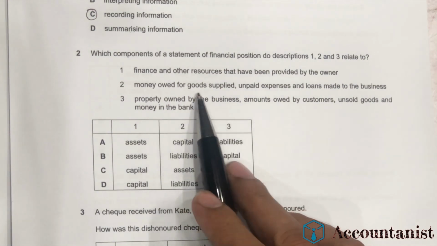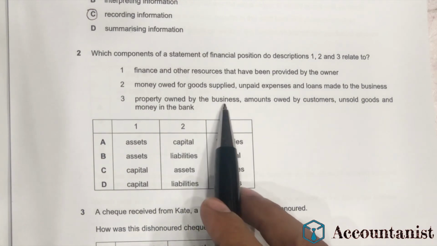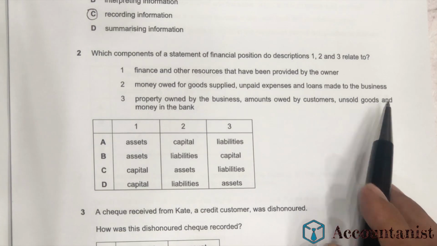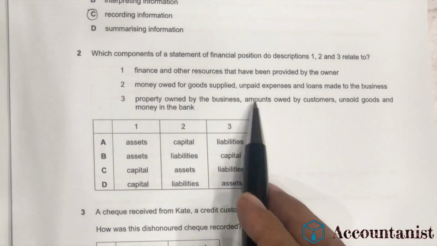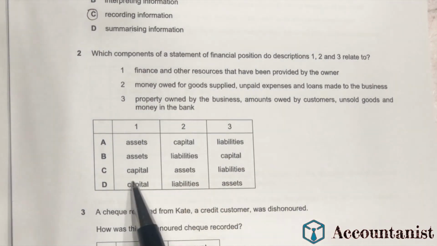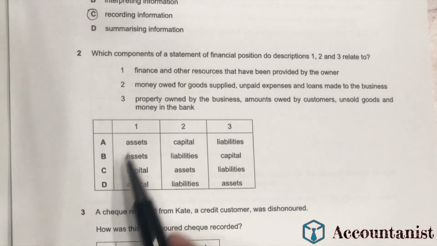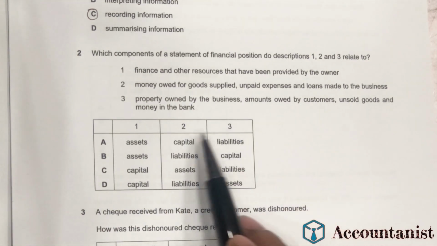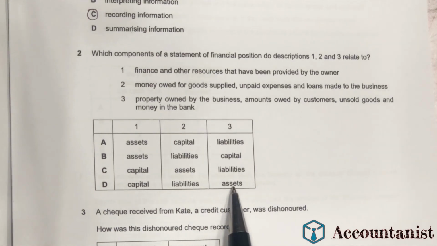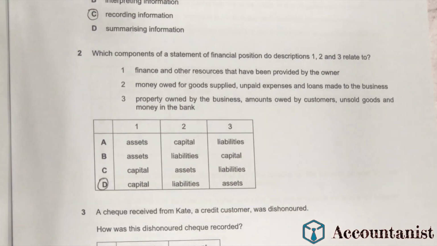Money owed for goods supplied means liabilities. And the property owned by the business, amounts owed by customers, unsold goods and money in the bank account, these are all our assets. So the right option for the first one will be capital. So we have C or D, one of them will be the right answer. The second one is liabilities. We can see liabilities in option D, and the third one is assets. So the right option for this question is option D.